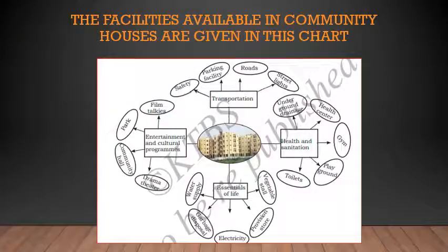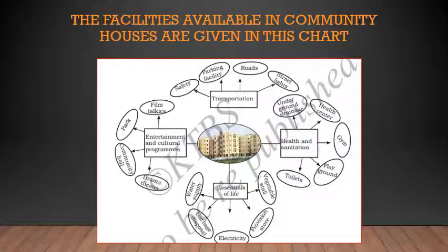So, continuing with the lesson from page number 127, the facilities available in community housing are given in this chart. To begin with, if you begin with essentials of life, in the center, as you can see, is the apartment. If you go down, it's essentials of life. What are the important essentials of life? Vegetable stalls, provision store, electricity, garbage disposal, water supply. These are things that we need every day. We need vegetables every day, we need provisions every day, electricity, garbage disposal, water supply. These are the important essentials of life.